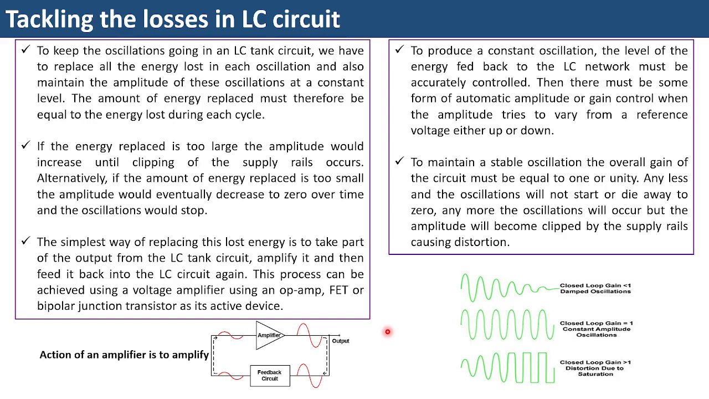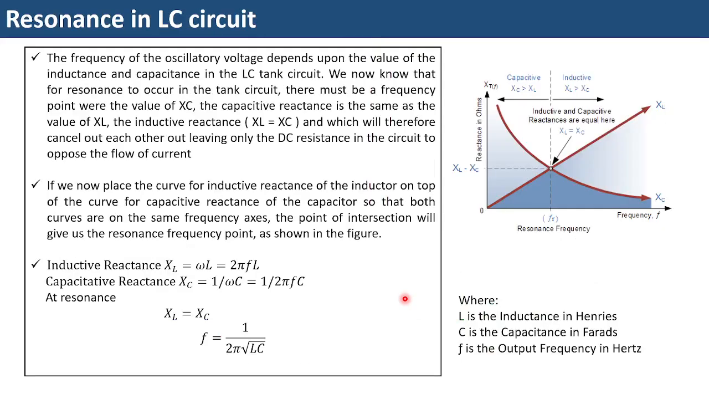This can be done either by using an op-amp, which is an operational amplifier, or field effect transistors, FETs, or any bipolar junction transistors, as an active device. So this is basically how to sustain an oscillation, because energy drain will always be there. Now, coming back to the resonance condition in an LC circuit, the condition of resonance is the same as in an LCR circuit: the inductive reactance should be equal to the capacitive reactance, and once we balance them, we get this particular frequency.